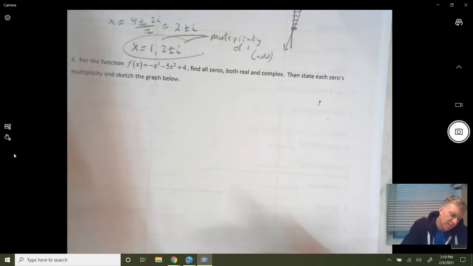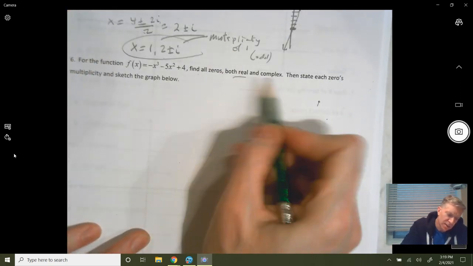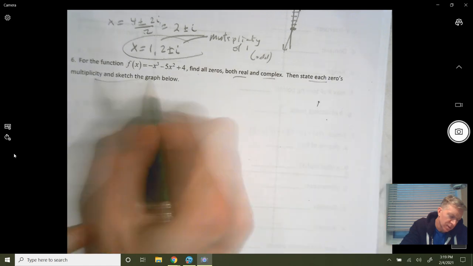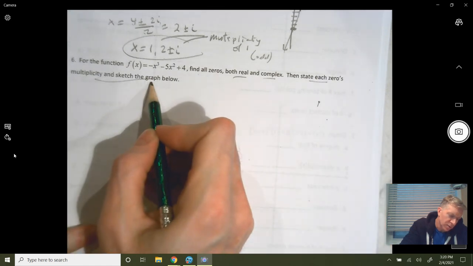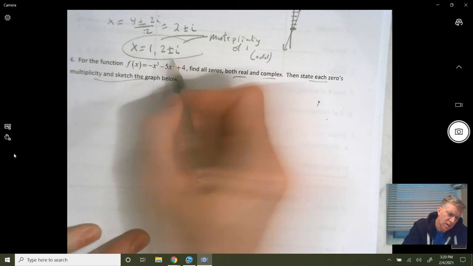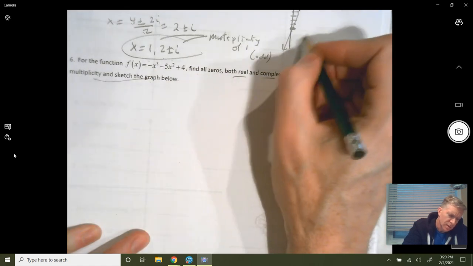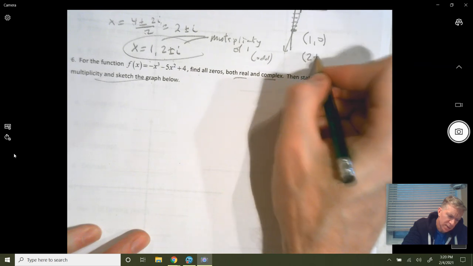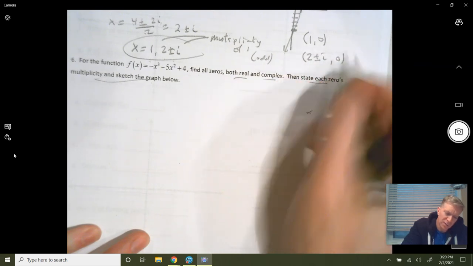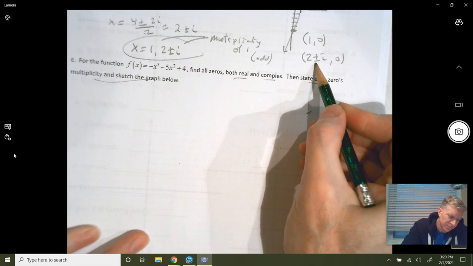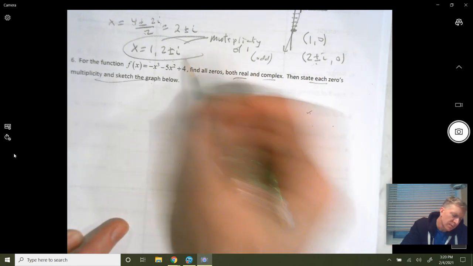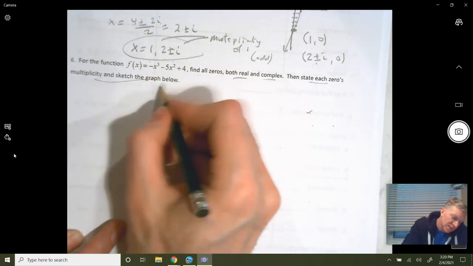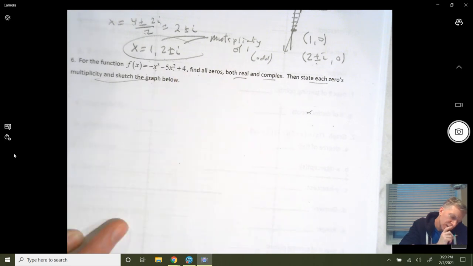So this function, find all zeros, both real and complex, then state each zero's multiplicity, and then graph the function below. Oh yeah, up here we could write these as ordered pairs, (1, 0). You can write (2 plus or minus i, 0), even though you're not going to see those on the graph. Okay, for the function, write these. Okay, so let's factor out an, let's see.